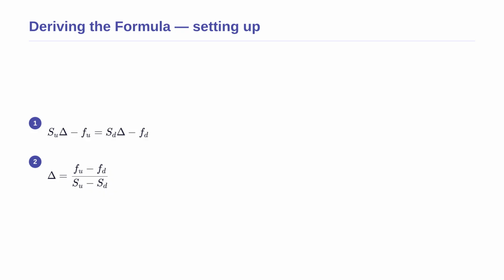Now that we have successfully used this formula, let us understand where it comes from. We start by building a portfolio consisting of delta shares of the stock and one short position in the option. We want to choose delta so that the portfolio's value is identical whether the stock goes up or down. We set the upstate portfolio value equal to the downstate portfolio value. By solving this algebraic equation for delta, we find exactly how many shares we need to buy for every option we sell to eliminate all risk. This delta is often called the hedge ratio.